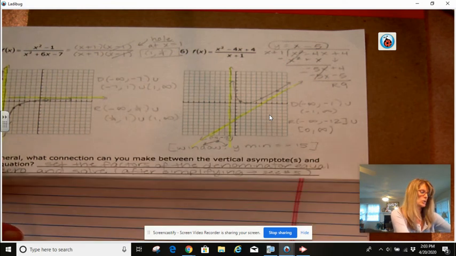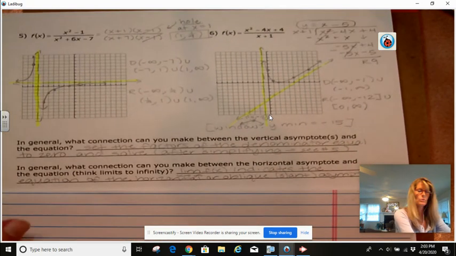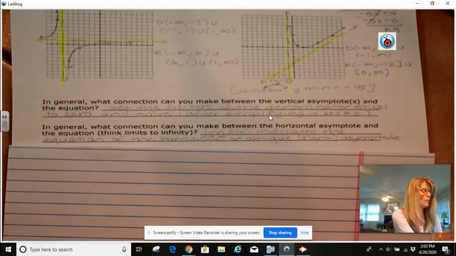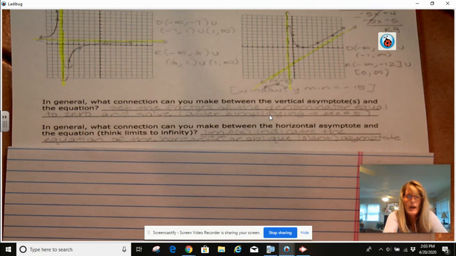So got some questions. In general, what connection can you make between the vertical asymptotes and the equation? For the vertical asymptotes, if you set the factors of the denominator equal to 0 and solve, you will get your vertical asymptotes. If you look at number 5, though, we were able to factor, but we were also able to simplify. So you want to set those factors in the denominator that are left after simplifying to get your vertical asymptotes, because if you can simplify, then you will have a hole instead of a vertical asymptote.